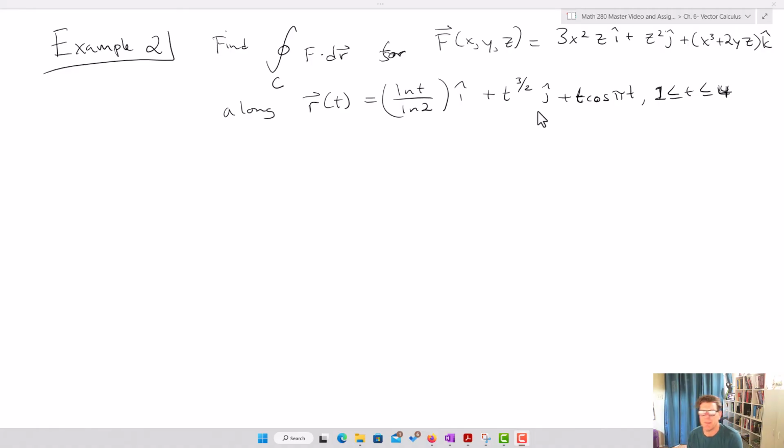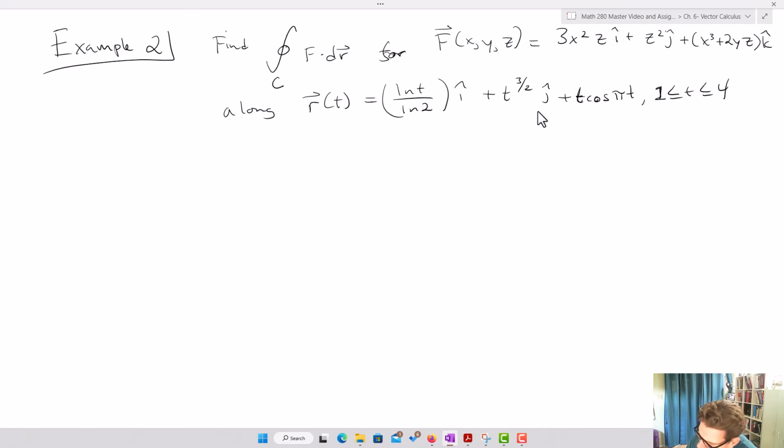Let's take a look at another example. Let's suppose we have the line integral of F dot dr for F of x, y, z equal to 3x squared z i plus z squared j plus x squared plus 2yz k, along r of t equals the natural log of t over the natural log of 2 i plus t to the 3/2 j plus t cosine pi t k, for t greater than or equal to 1 and less than or equal to 4. Now, F dot dr using a traditional line integral is going to be prohibitively difficult. It's going to be hard. But we could possibly use the fundamental theorem of line integrals, assuming that F is a conservative vector field.